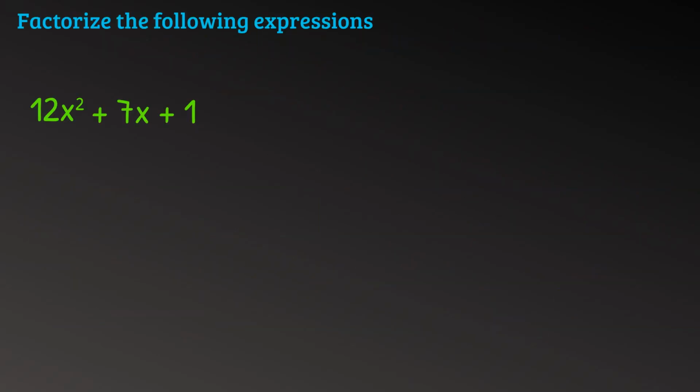Again, we're going to go quite fast in this video. If you want to watch a slower video, you may want to go back and watch some of the earlier practice videos. So we start by multiplying 12 by 1, which gives us 12, and these are some of the numbers that multiply together to give us 12. However, they also need to add up to give us plus 7, so we use 4 and 3.